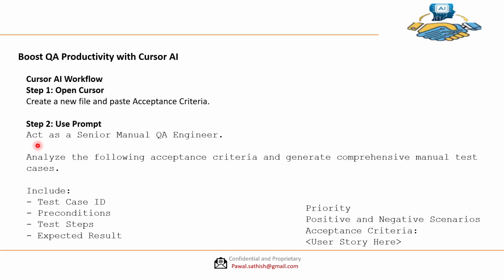We need to give the prompt like: act as a senior manual QA engineer, analyze the following acceptance criteria, and generate comprehensive manual test cases. You can specify the format in which you want the test cases, like test case ID, preconditions, test type, expected result, and priority. And if you want more details, like what types of test cases you need, you can mention positive test cases, negative scenarios, and other things, and the acceptance criteria you need to mention here.